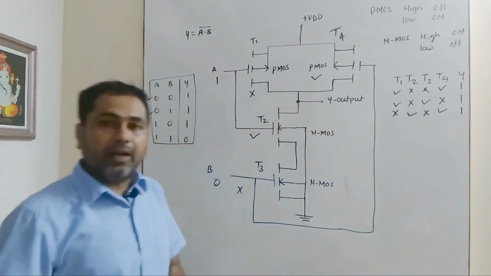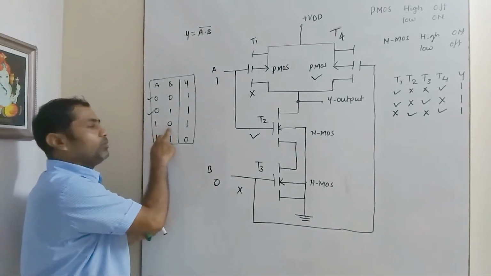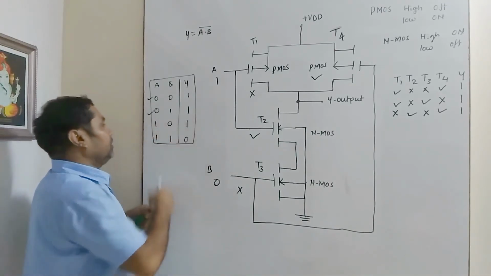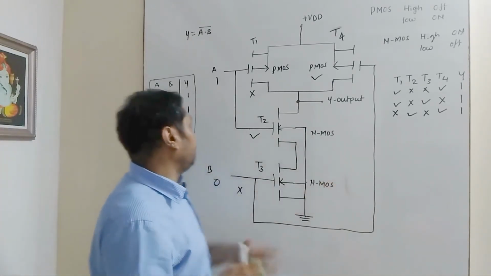So we are getting high at the output, and what was our condition? One of the inputs was high and another input was low, and we are getting 1. So the third condition is also satisfied. Let us move to the fourth condition.